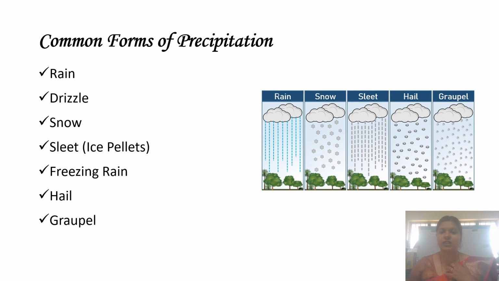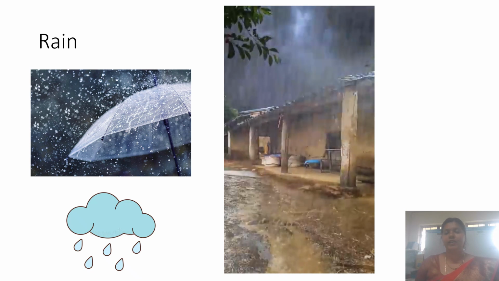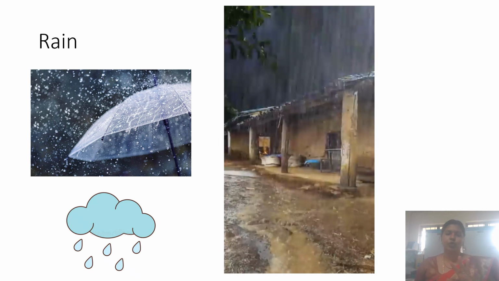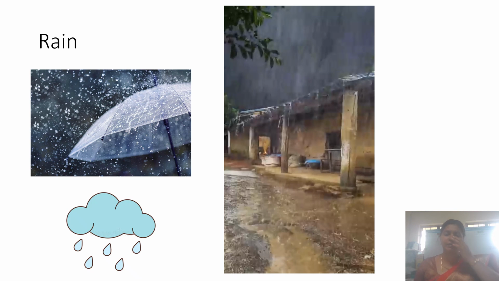So first is rain. So we all know what is rain. Rain is a liquid form of fluid. You can see in this picture, if the droplet size is more than 0.5 mm, we call it rain. And this rain occurs when the temperature of the cloud is above the freezing level.